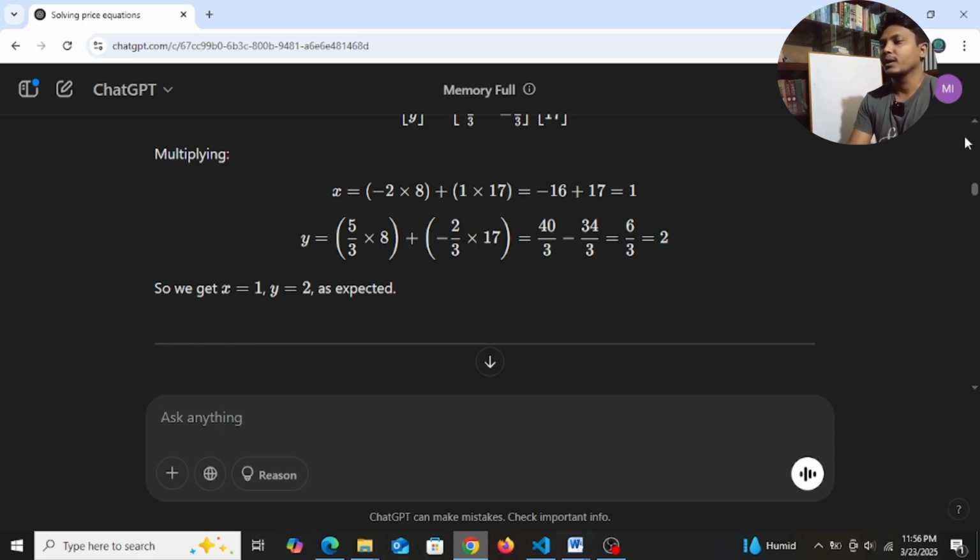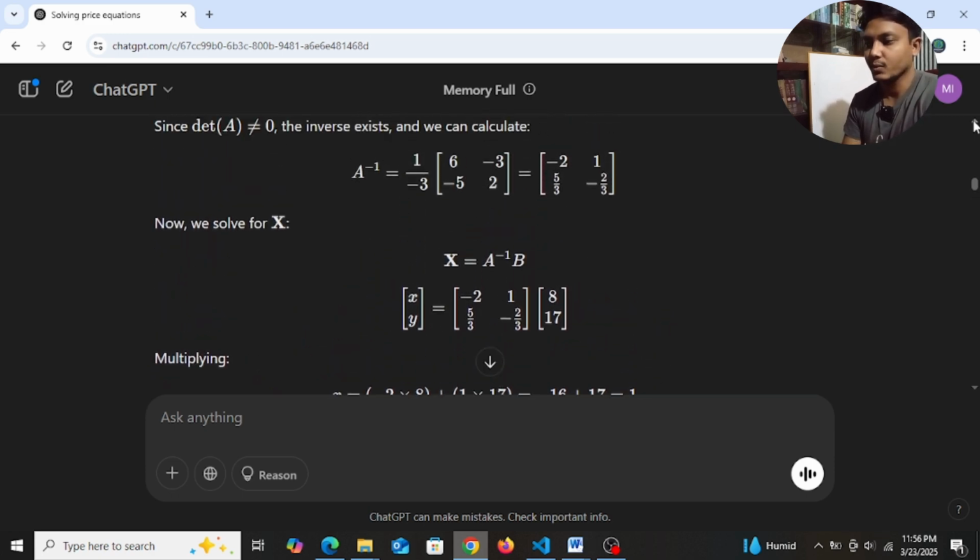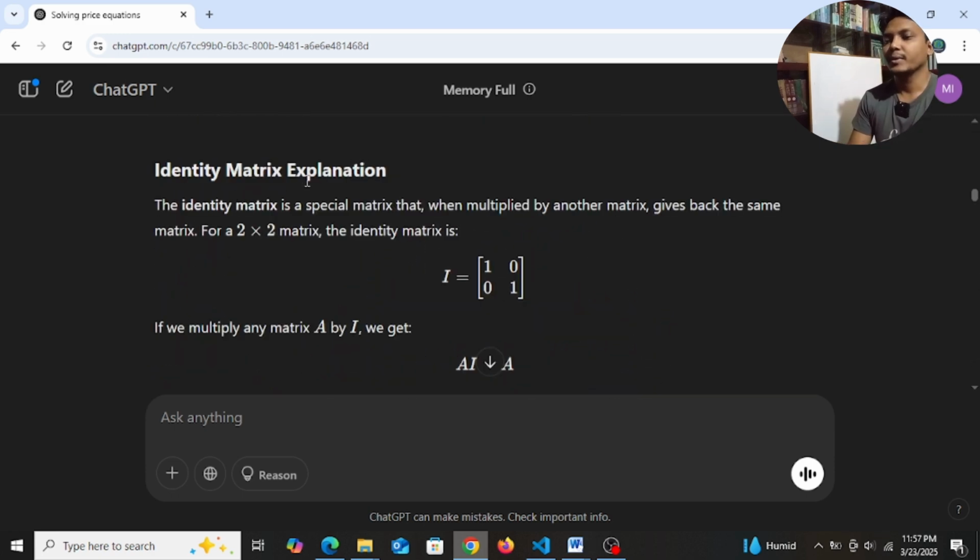So what would happen if the determinant was 0? We will see this one now. Identity matrix explanation: the identity matrix is a specific matrix that, multiplied by another matrix, gives back the same matrix. For a 2 by 2 matrix, the identity matrix is this one: 1 0 0 1. So why is this, guys?